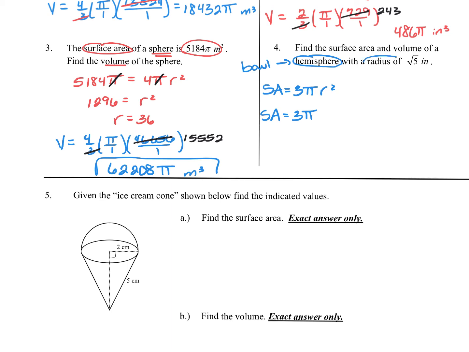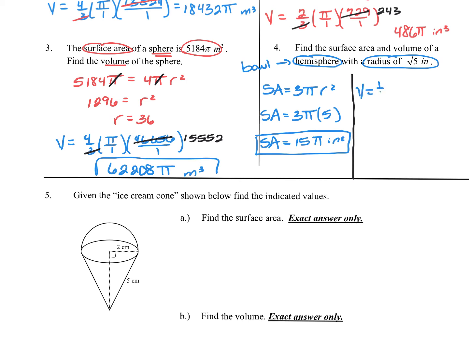And look at this radius. It's an interesting radius for us. We can square that radius. The square root of 5 squared is going to then be 5. So our surface area is going to be 15 pi inches squared. Now, it's the volume that's going to get especially interesting for us here. Okay, so on our volume, it's a hemisphere again.